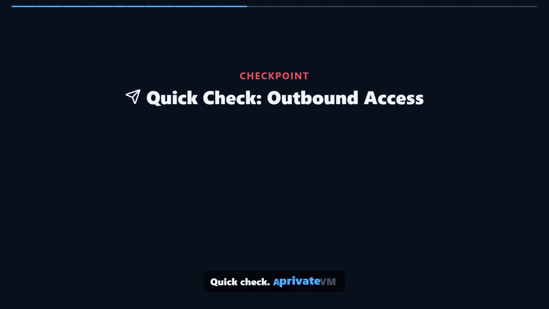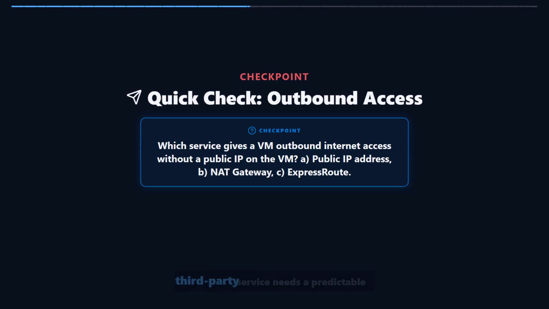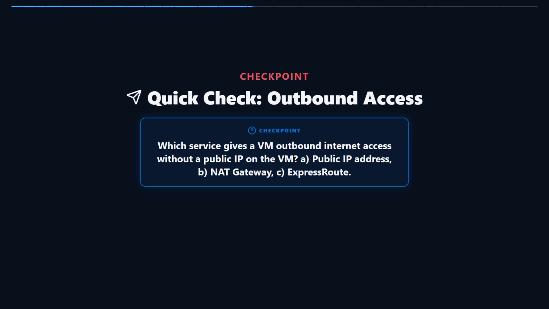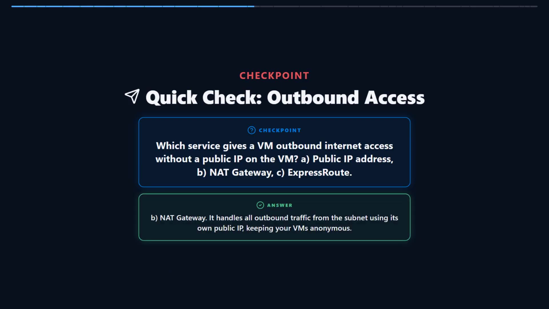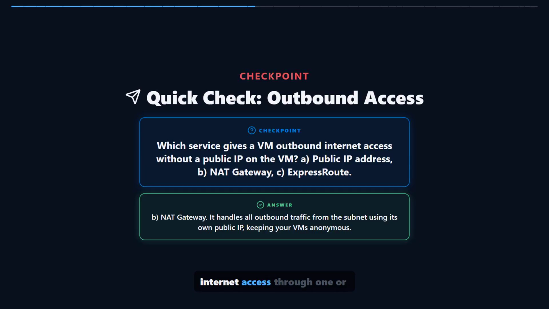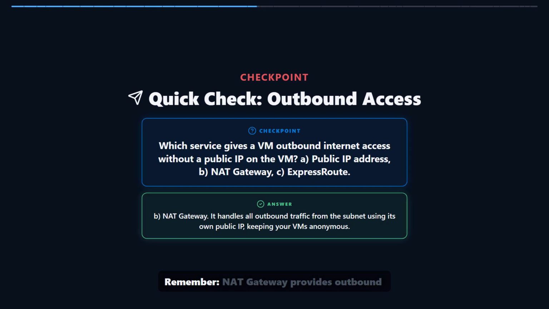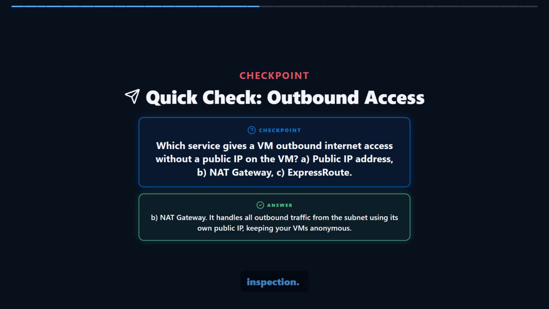Quick check. A private VM needs to download operating system updates from the internet. The VM should not have its own public IP address, and a third-party service needs a predictable source IP to allow list. Which Azure service fits this requirement? The answer is Azure NAT Gateway. NAT Gateway gives resources in a subnet scalable outbound internet access through one or more predictable public IP addresses. Remember, NAT Gateway provides outbound address translation. It does not provide application-level filtering or firewall inspection.